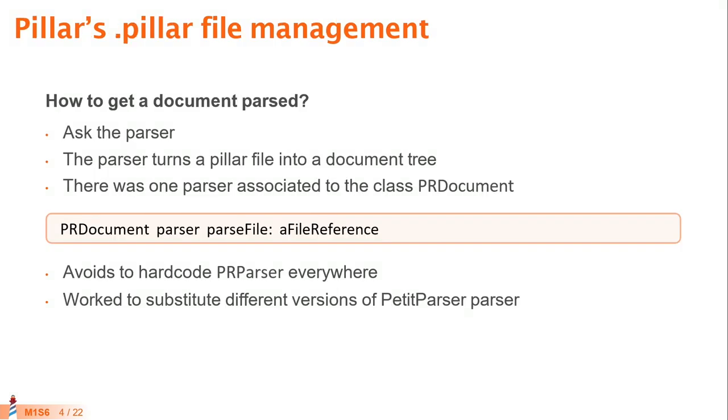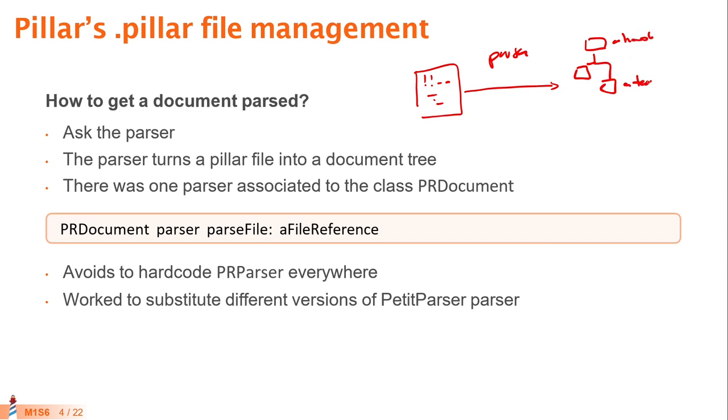Let me show you how Pillar manages the file. Basically, Pillar gets as input a document with some Markdown, and then it asks a parser, and the parser converts this input file into a tree of objects. Here you have, for example, a header, a text, and so on. So this is a tree of objects. How is this done? We ask the parser to parse the input.